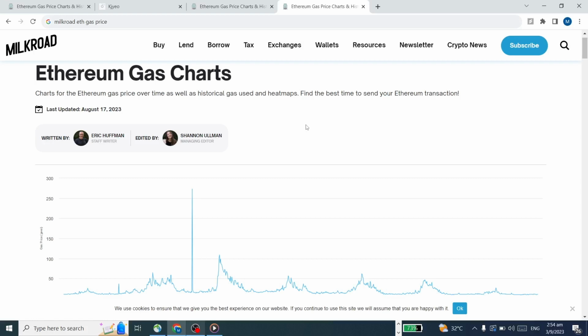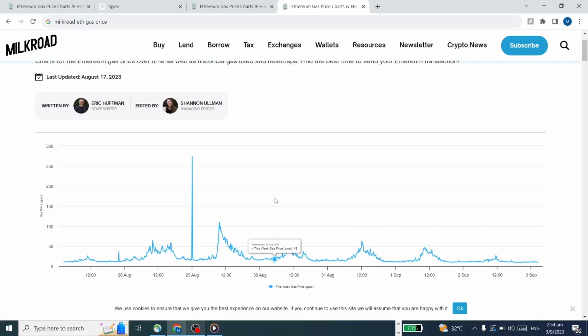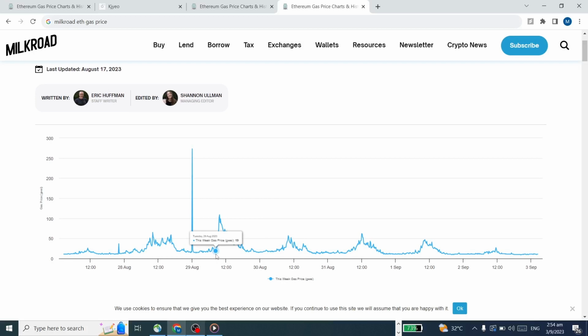computations, for example, on the Ethereum network. So, for example, at this point in time, the cost of conducting a transaction or computation on the Ethereum network would be 19 Gwei, but an hour later, it would cost 109 Gwei.